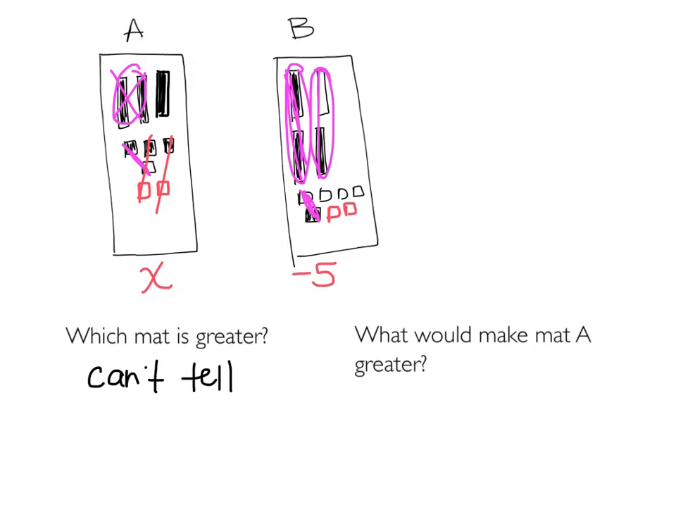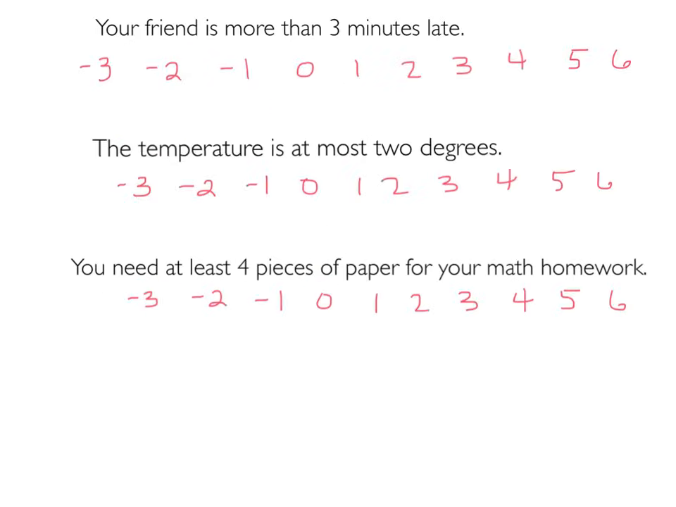Here's what we're going to be working on now. We want to know what would make mat A greater. What would make this mat bigger? What kind of numbers? Well, I know 7 would make it bigger. 7 is bigger than -5. Or 5 would make it bigger, or 10. There's a lot of different answers. So today we're going to learn how to solve an inequality like this.